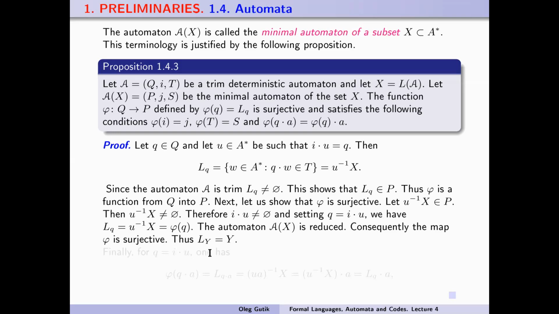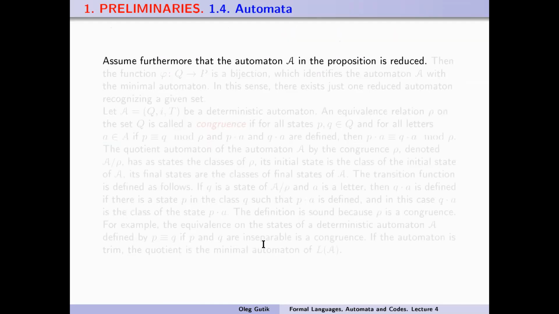Therefore, we get that L of Y is equal to Y. Finally, for state Q equal to I multiply U, we have that phi of Q multiply A is equal to L of Q multiply A, which is equal to (UA) to the power minus 1 of X, which is equal to U minus 1 X multiply A, which is equal to L_Q multiply A. This completes the proof of our proposition.